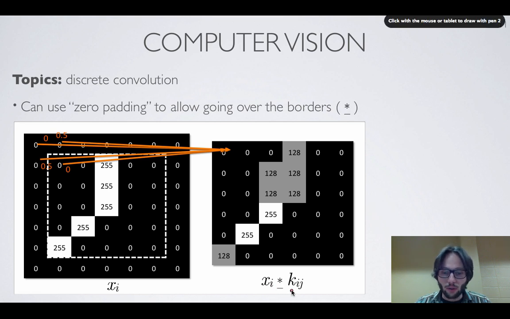So if we do the convolution with the same kernel as before, but with zero padding, then we get this convolutional output instead. And because we're able to fit the kernel in more positions now, we get a larger output, a larger matrix after the convolution. Okay, so that's it for discrete convolutions.